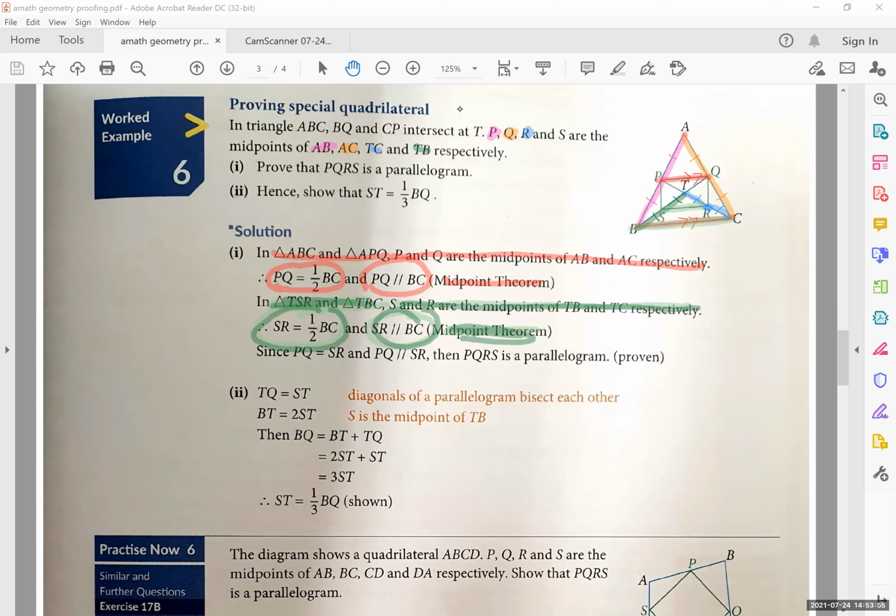So if you want to prove, they say to prove it is a parallelogram, remember? So you have PQRS. PQRS means this one.